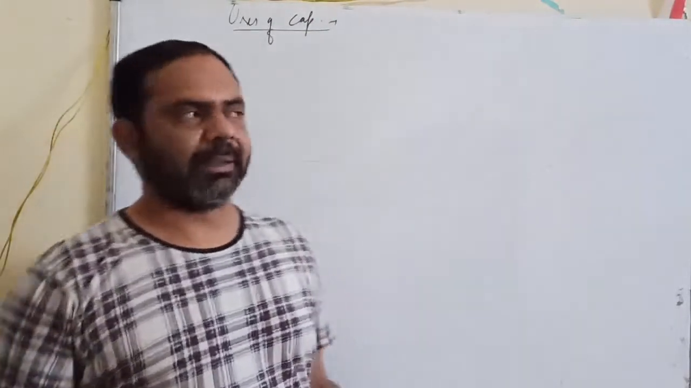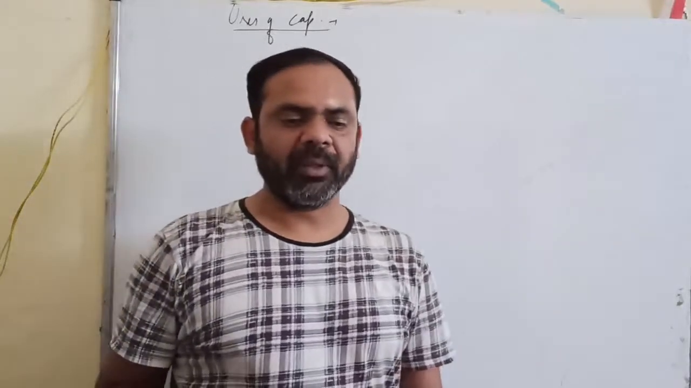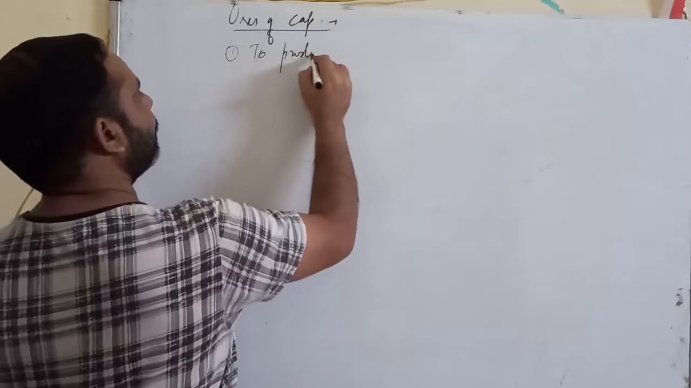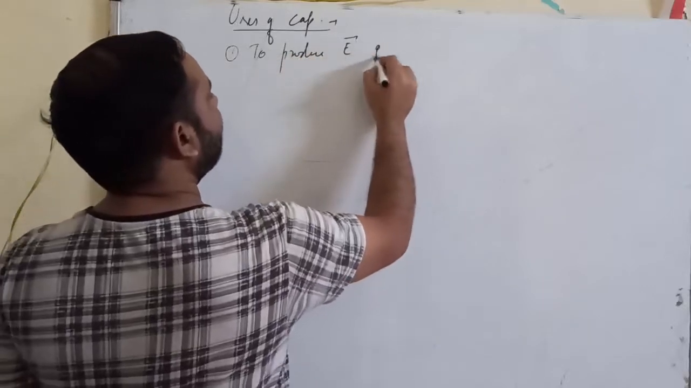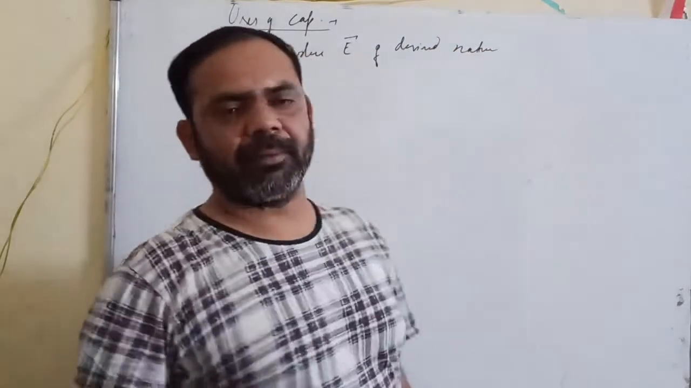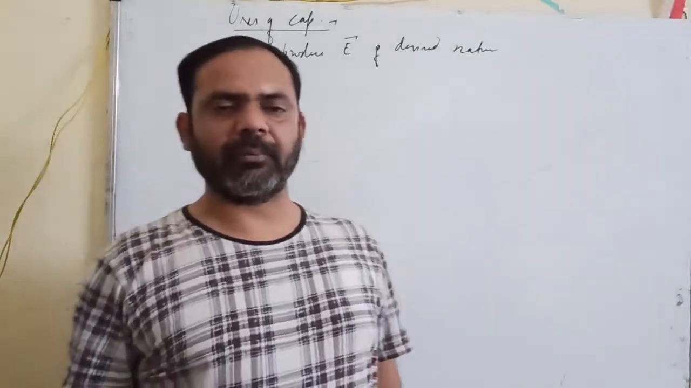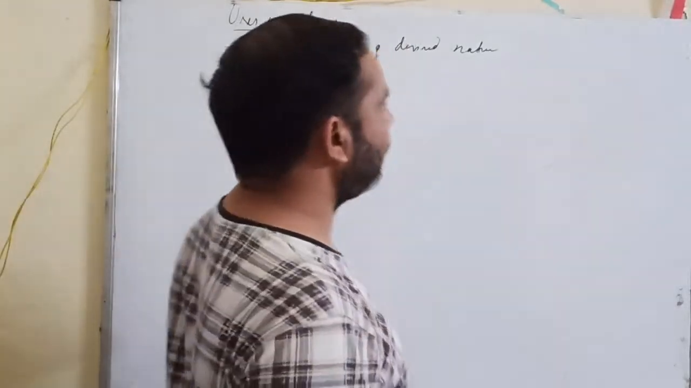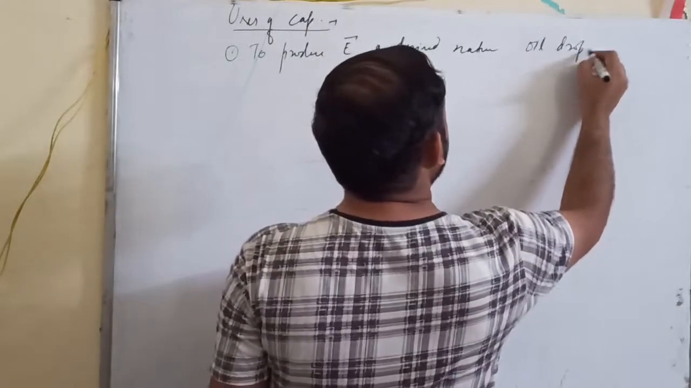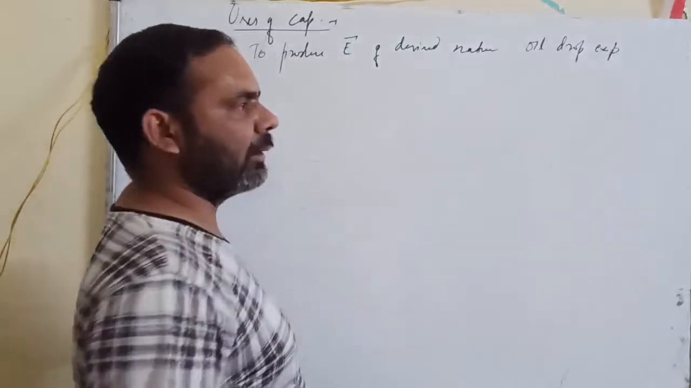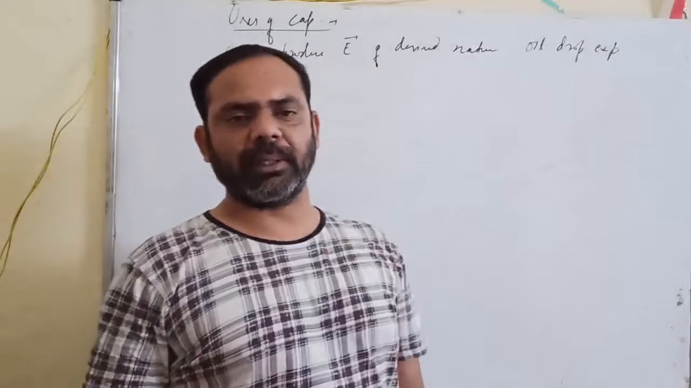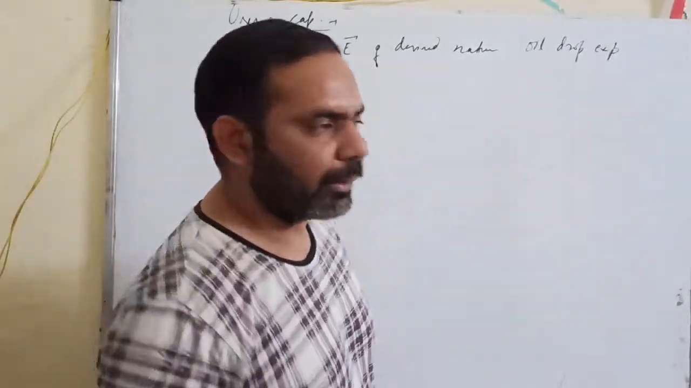Now we move on to the section on uses of a capacitor. The main use is to produce an electric field of desired nature. You can produce an electric field of desired nature with the help of a capacitor, for example in the oil drop experiment conducted by Millikan. In such cases, a capacitor is used.